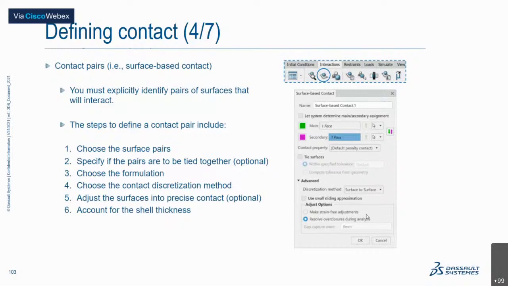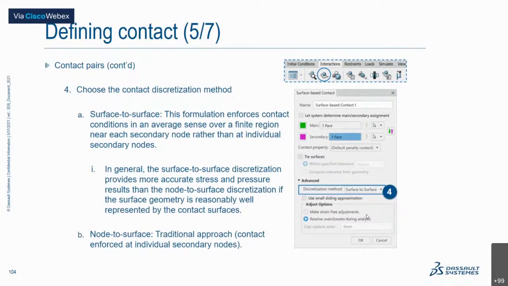But for contact pairs, if it's a surface contact, you'll have to select your main surface, that is your face one, and your secondary surface, your face two. So that's how you will be defining your secondary contact. Now, it could be either a surface to surface or a node to surface.